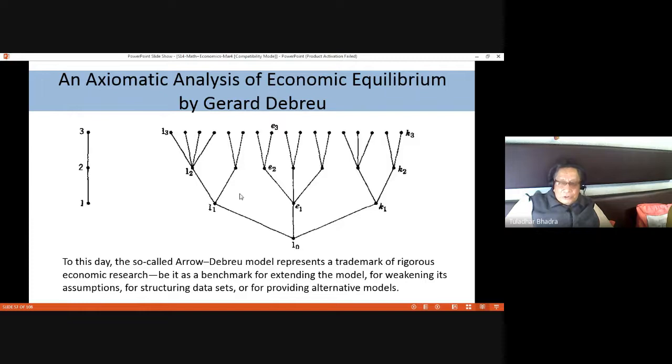Such a tree is called a rooted tree. Today, the so-called Arrow-Debreu model represents the trademark of rigorous economic research.